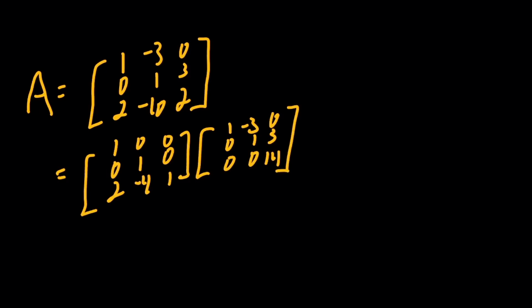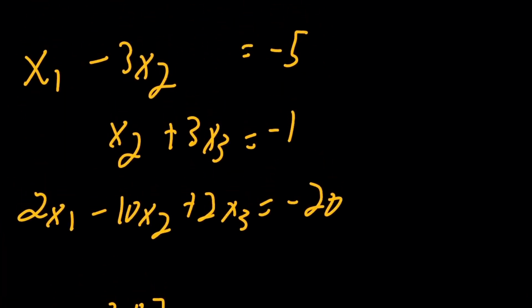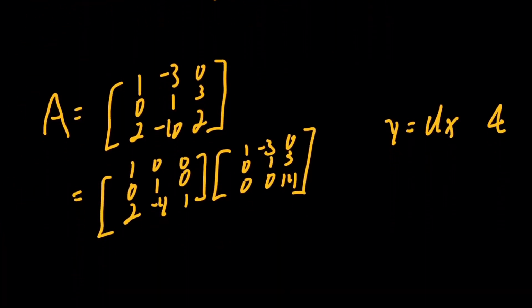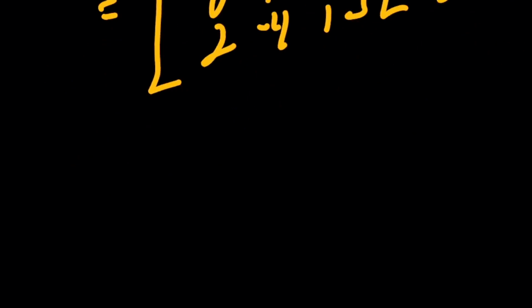Okay, and you may remember that for substitution, we have the equation y is equal to the upper triangular matrix times x, and we have to solve the system for the lower triangular matrix times y, which is equal to b, right here. And b is our -5, -1, -20, and we already have the lower triangular matrix, so let's stick with that. Because of that, we can solve for y.